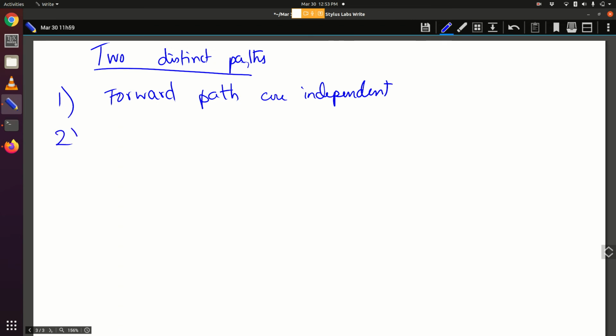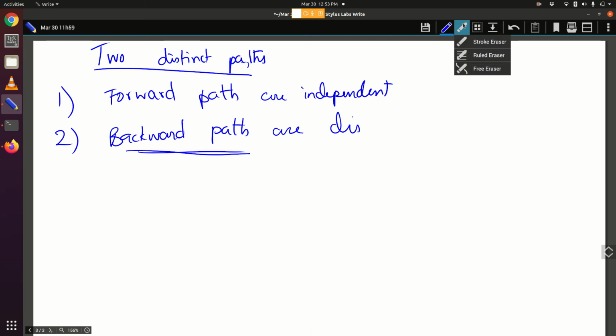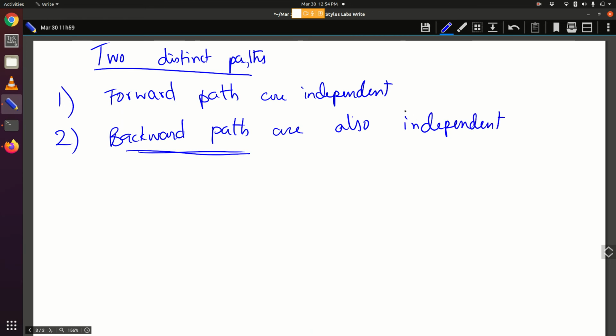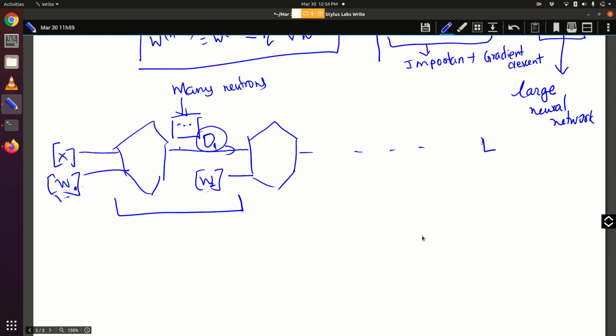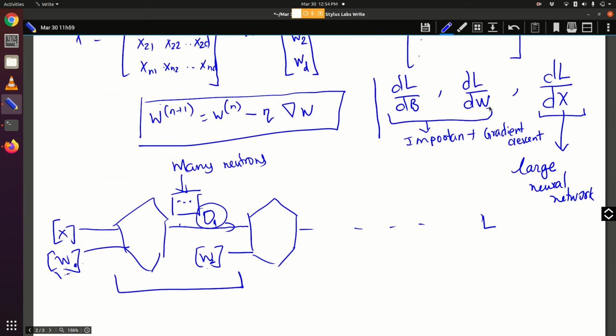So what is the backward path? Backward path is where the derivatives are computed. This we have not yet seen; we will see it tomorrow. But backward paths are also independent, which means you do some operation and pass it back. This is for computing the derivatives. I have not yet shown you how, but I will do it tomorrow. Put together, you will have the entire neural network. I will try to explain how to compute DL by DB, DL by DW in the next class.